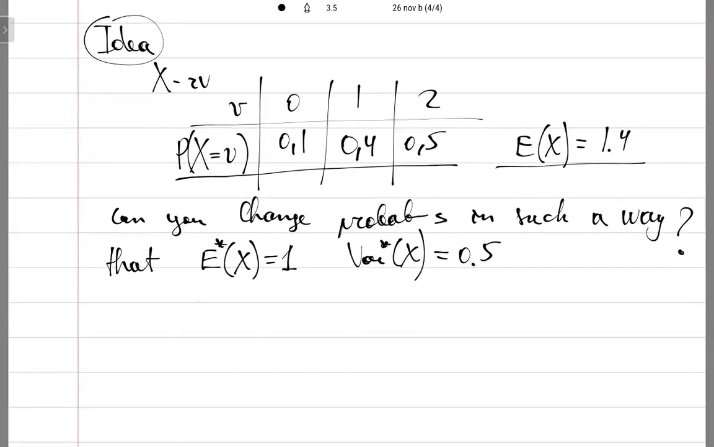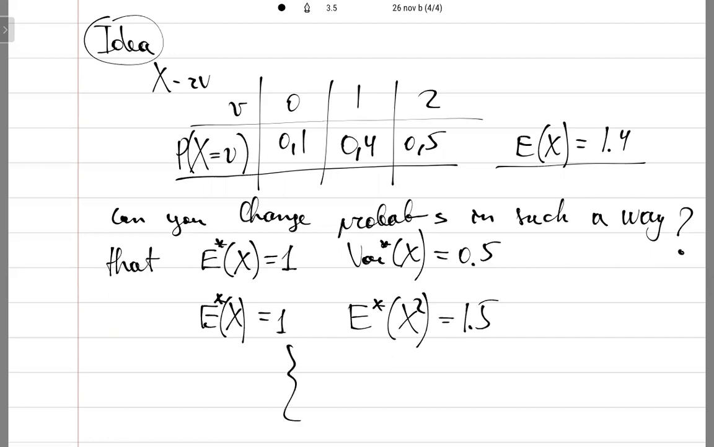It follows that the new expected value of x should be 1, and the new expected value of x squared should be 1.5. So you should have two equations. If the new probabilities p star of x are equal to alpha, beta, and 1 minus alpha minus beta, maybe it's better to introduce alpha there. Maybe beta we cannot change.